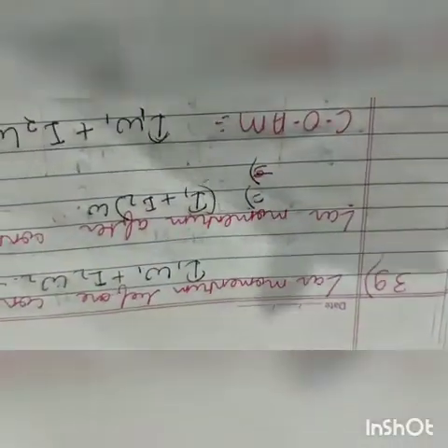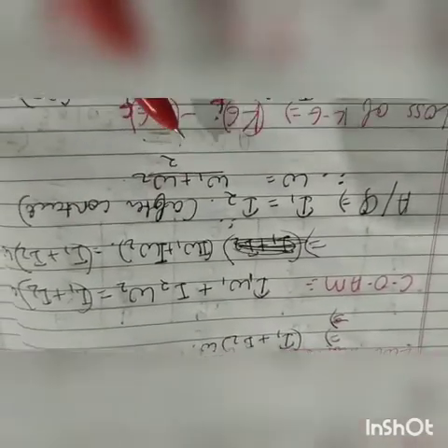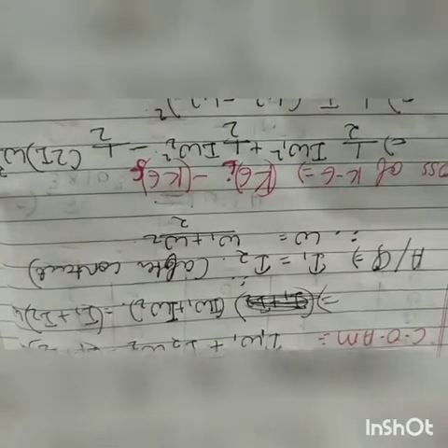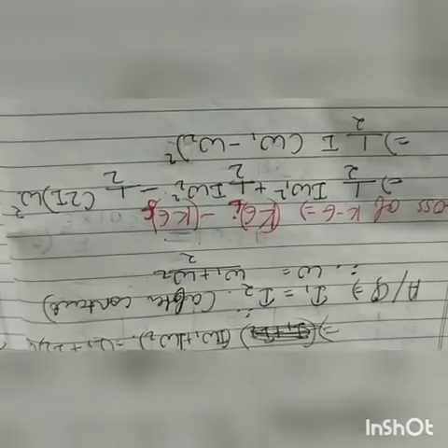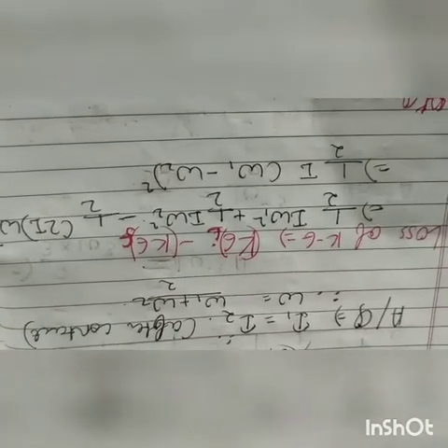So we know that angular momentum before contact was I1 omega 1 plus I2 omega 2. Angular momentum after contact is (I1 plus I2) omega. By conservation of angular momentum, I1 omega 1 plus I2 omega 2 equals (I1 plus I2) omega. After putting the values we get omega equal to (omega 1 plus omega 2) by 2. Loss in kinetic energy is initial kinetic energy minus final kinetic energy. We put the values and get one-fourth I (omega 1 minus omega 2) square. So here is the correct option.